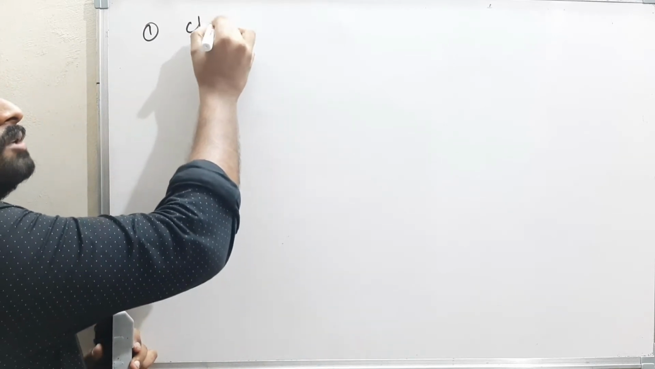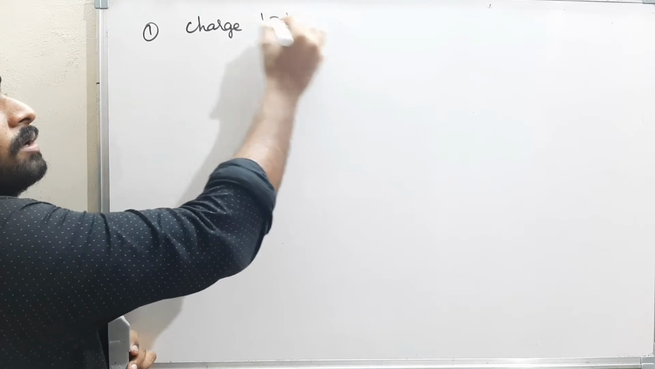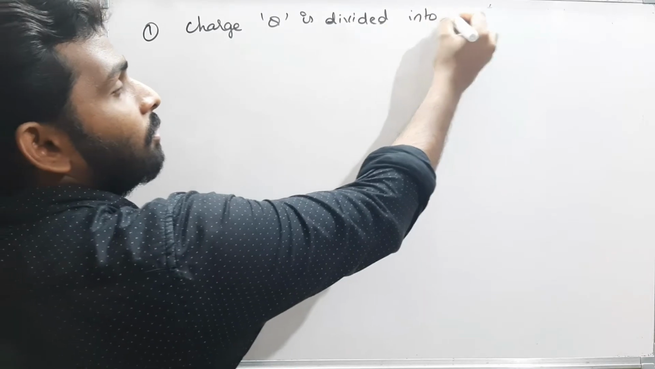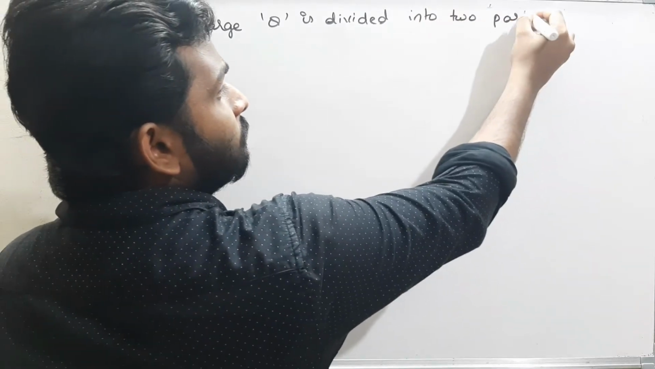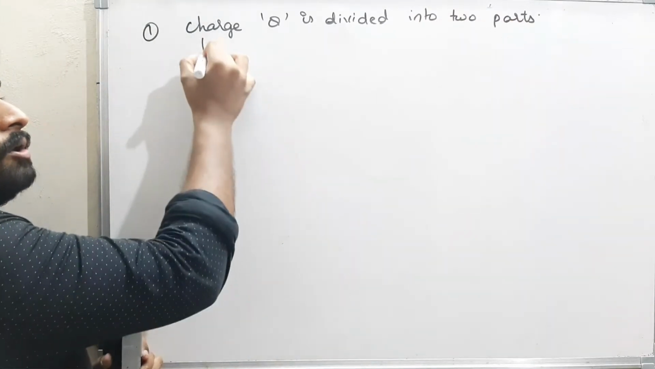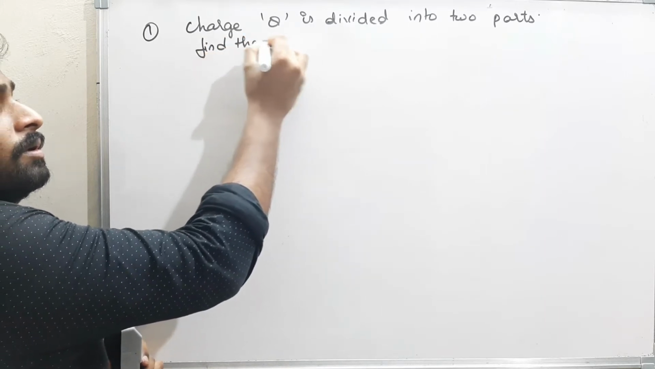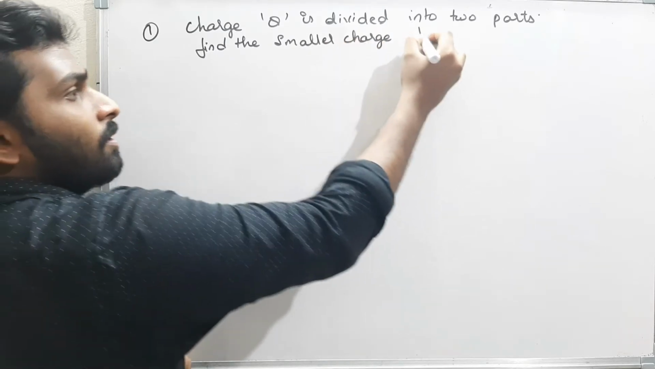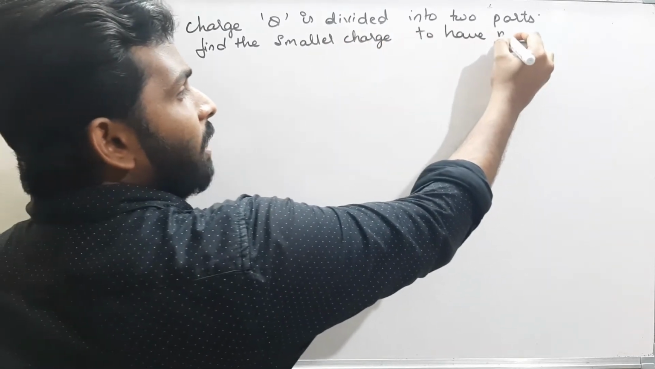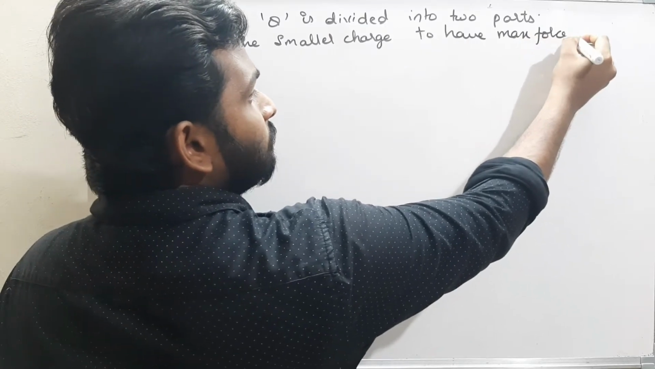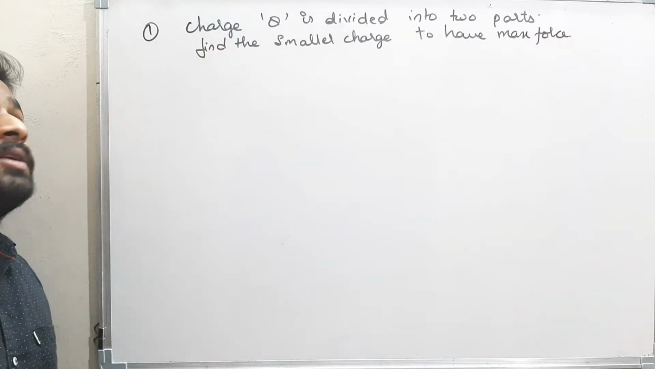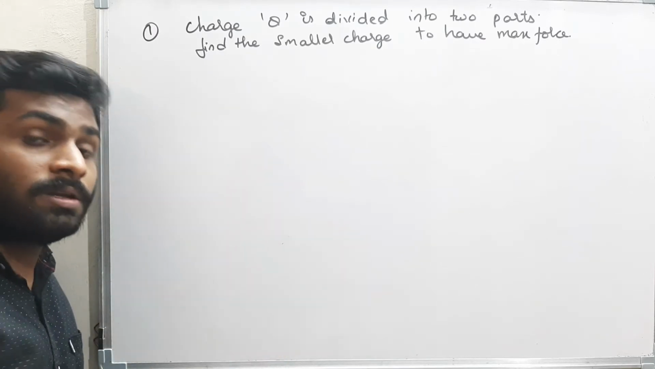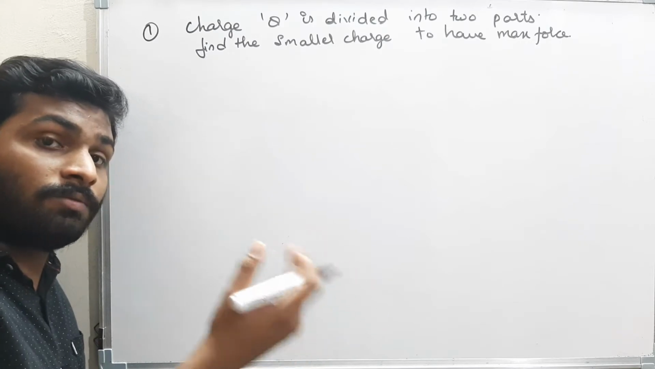Okay, the charge Q is divided into two parts. Find the smaller charge to have maximum force. That is the question. Read the question: the charge Q is divided into two parts. You have to find the smaller charge value such that the force will be maximum.